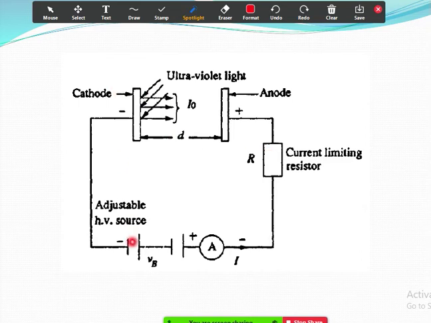First of all, as we increase the voltage, what happens? Suppose we apply some high voltage. To initiate the ionization process, we make ultraviolet light fall on this cathode.